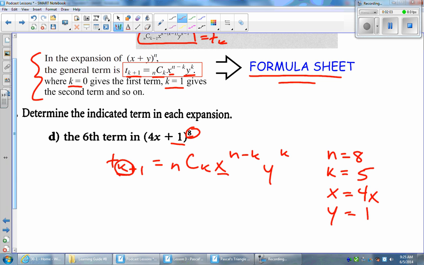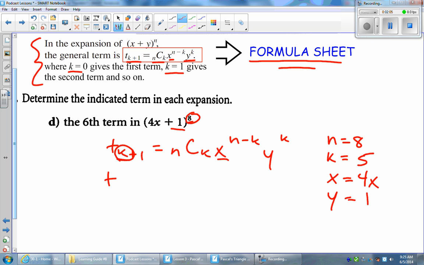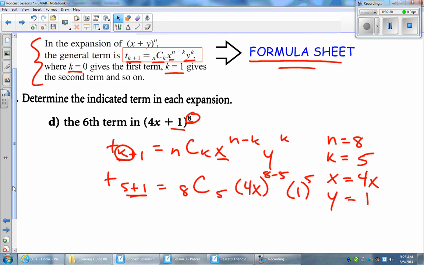So let's fill in our formula here. T subscript k plus 1 gives you t subscript 5 plus 1. So you can see why we put 5 and not 6, because we want the sixth term. And n choose k, which is 8 choose 5. X, which is 4x, to the power of n minus k, which is 8 minus 5. And y, which is just 1, to the power of k, which is 5. Okay, so a couple notes here. You notice that I put brackets around this 4x. That's really important there.